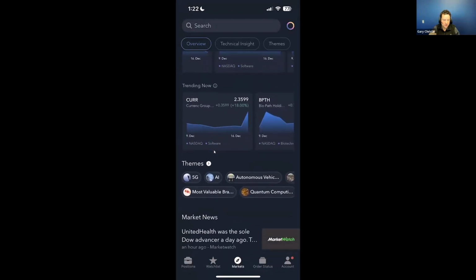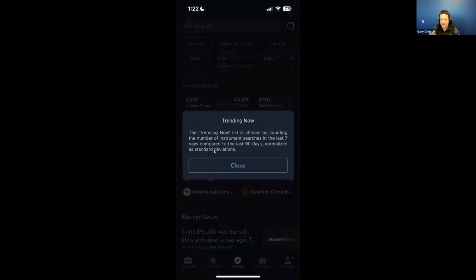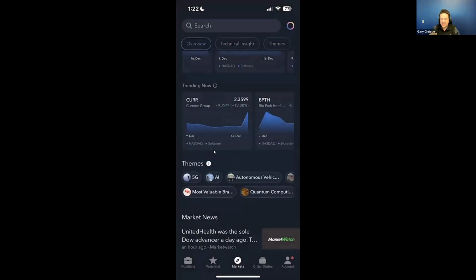You can also see what's trending now, right? So if I click on trending now, it's chosen by counting the number of instrument searches in the last 7 days compared to the last 90 days. So I use this as a sentiment indicator, right? What's actually trending that's new, that has unusual activity. What we mean by that is what's never looked at that often that has now boosted the searches. Maybe there's something going on with these names.